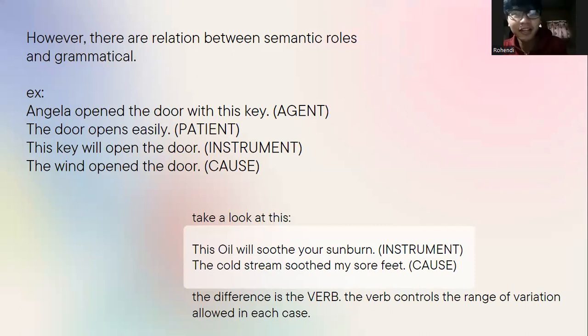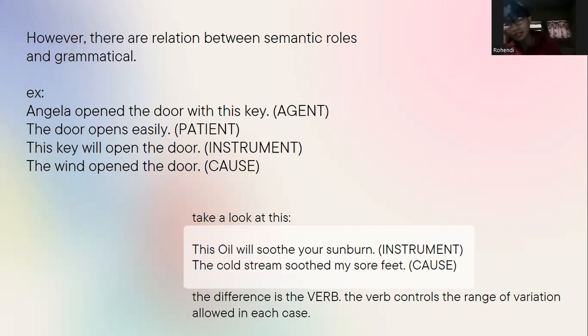However, the relation between semantic roles and grammatical relations. Tadi kan kita melihat bahwa the garden itu locative, kan? Disimpan di mana aja dia tetap locative. Tapi noun phrase bisa jadi agent dan lain-lainnya. Terus kalau di grammatical dia bisa jadi subject, direct object, indirect object dan oblique ya.